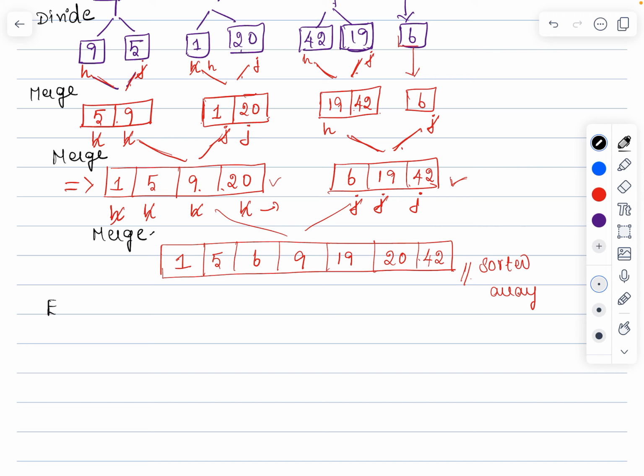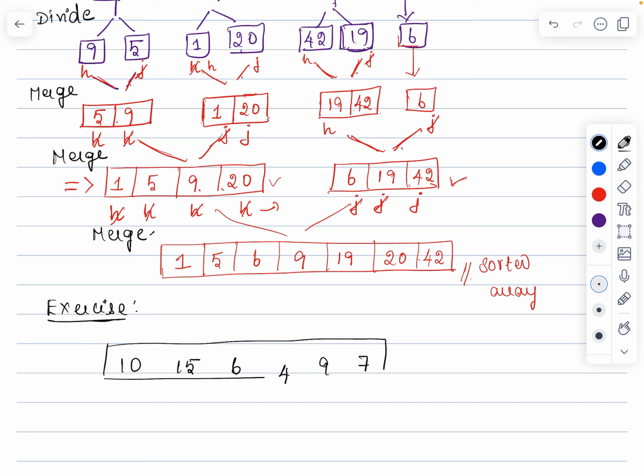So let me give one exercise problem. Please try this out. 10, 15, 6, 4, 9 and 7. Please try this out. Thank you.